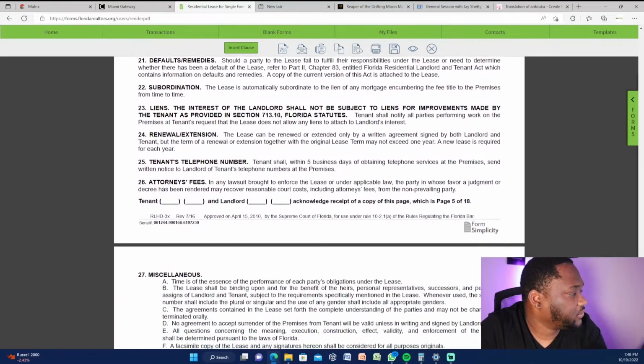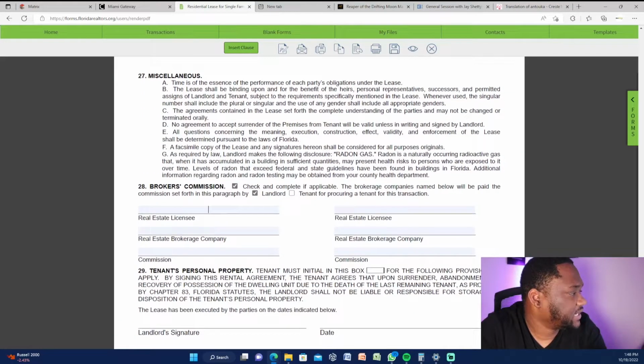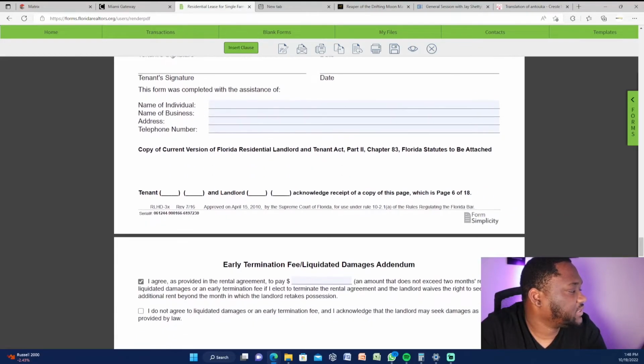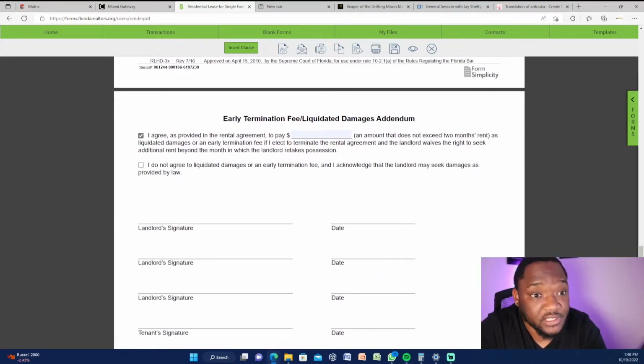And pretty much the rest of this contract, besides section 28, which has to be filled out by you and the other agent. So the licensee, the name of the brokerage, and commission amount, the split. The rest of this contract is pretty much giving you information that you need to know.